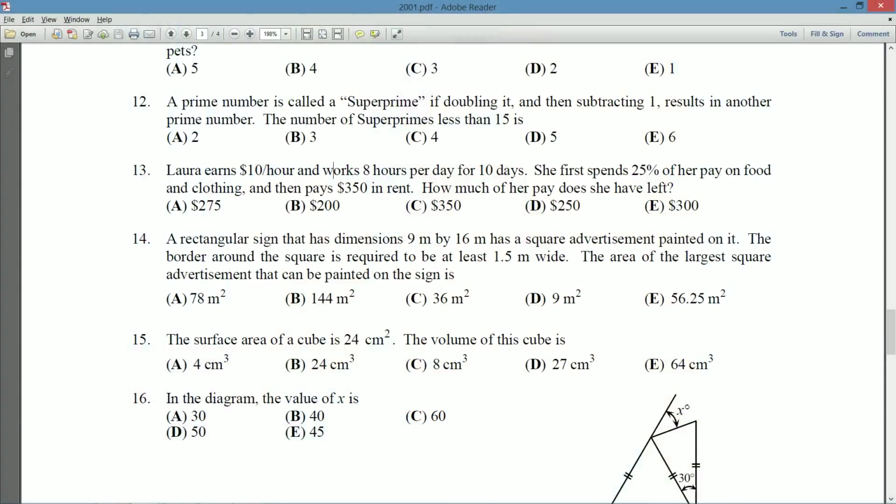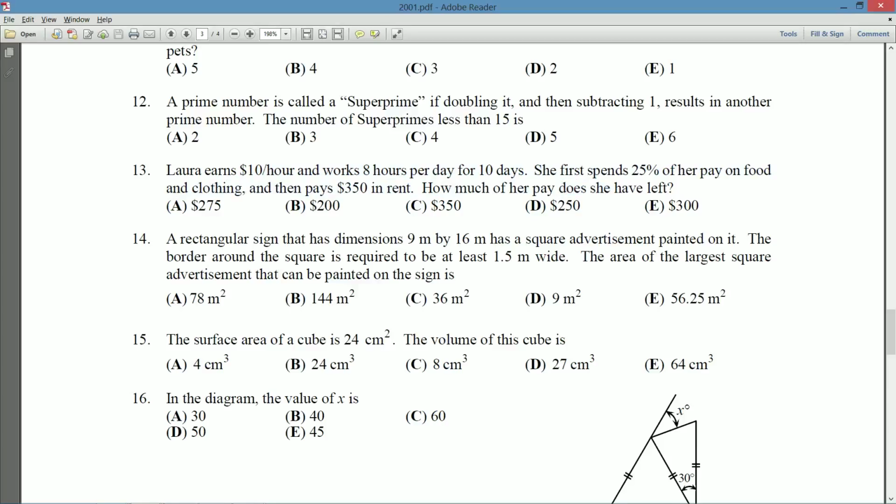So question 13 says Laura earns $10 an hour and works 8 hours per day for 10 days. Okay? So right there, that's enough information to figure out how much money she gets after 10 days. I don't know if that will be helpful, but it's just something to keep in mind. She first spends 25% of her pay on food and clothing, okay? And then she pays $350 in rent. How much of her pay does she have left?